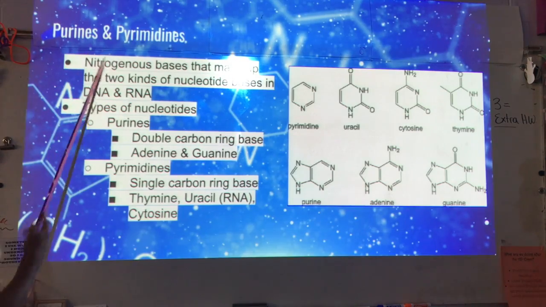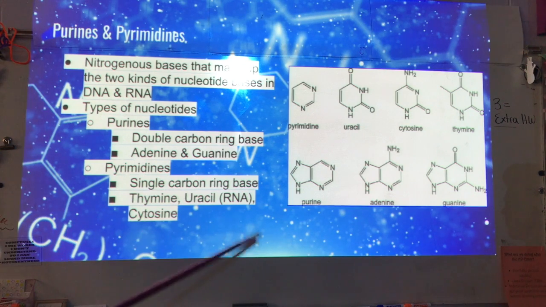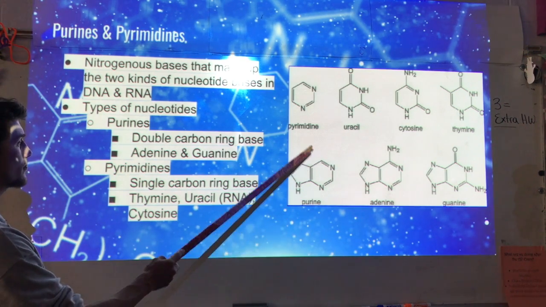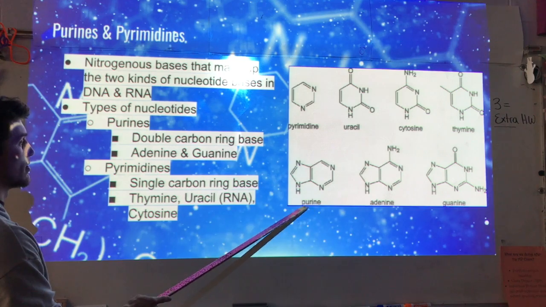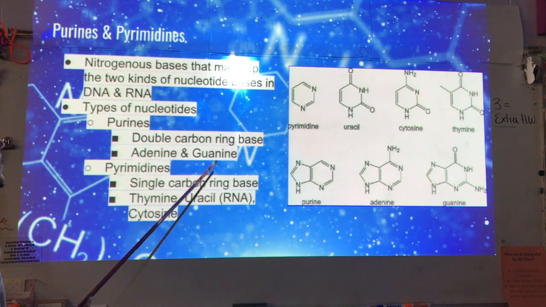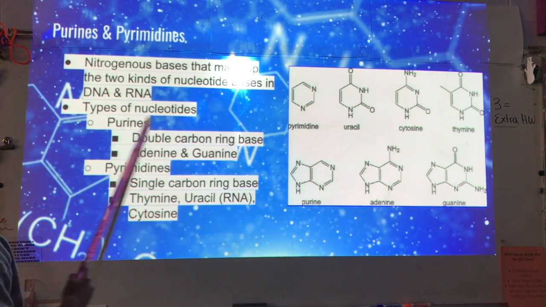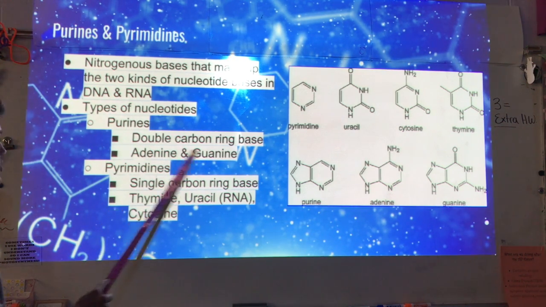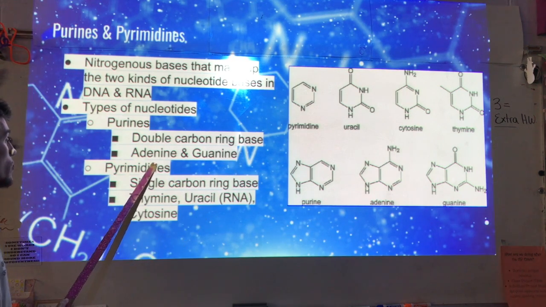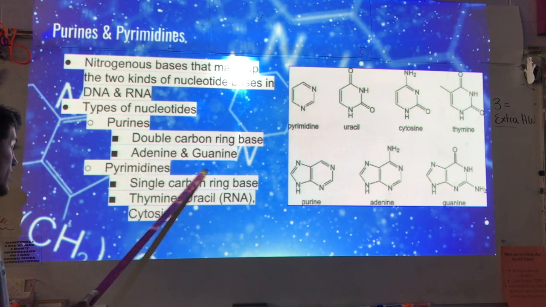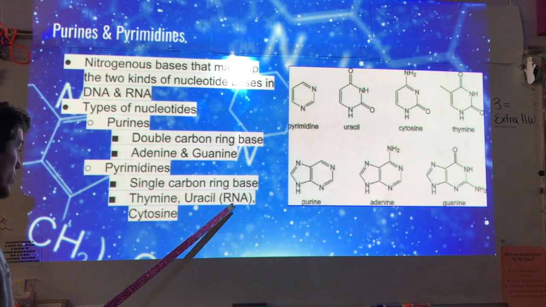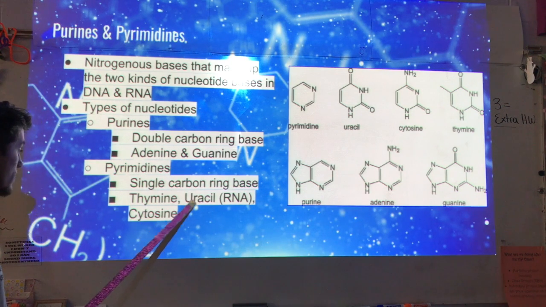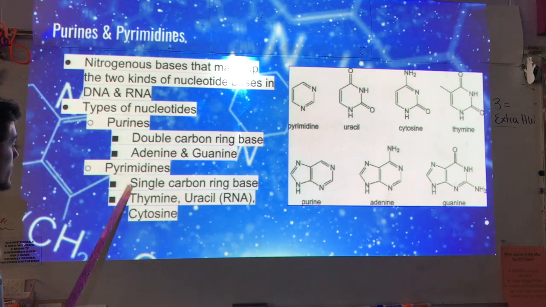And then purines and pyrimidines are important to remember. So this is a pyrimidine, this is a purine, nitrogenous bases that make up the 2 kinds of nucleotide bases in DNA and RNA. Types of these nucleotides are purines, which are a double carbon ring base. That's your A and G, that's your adenine and guanine. And then pyrimidines are your single carbon ring bases: uracil in RNA, and thymine and cytosine. U is in RNA, and T and C are in DNA.